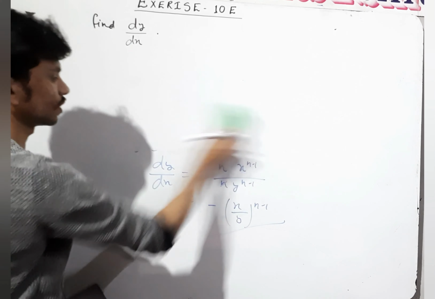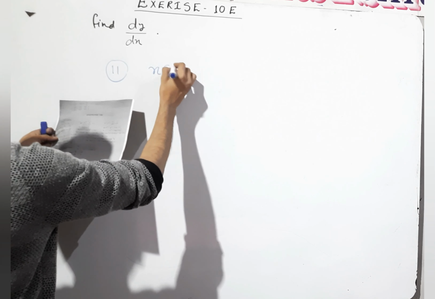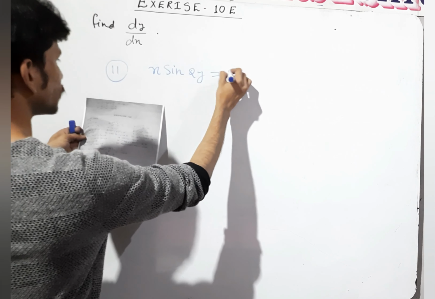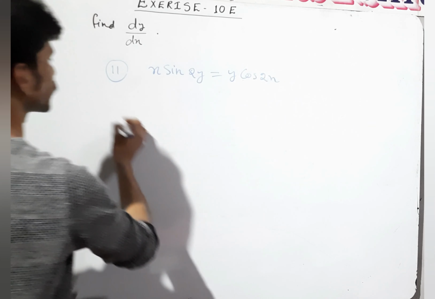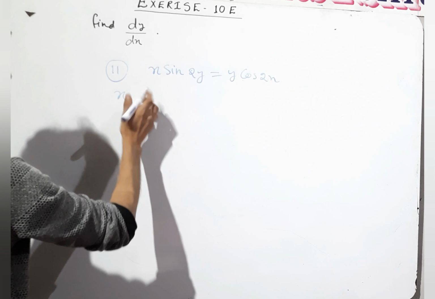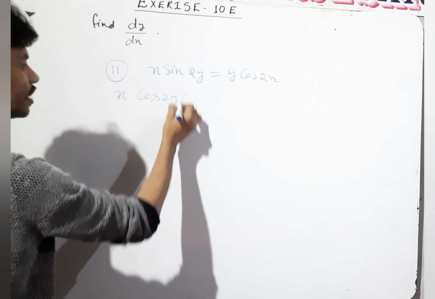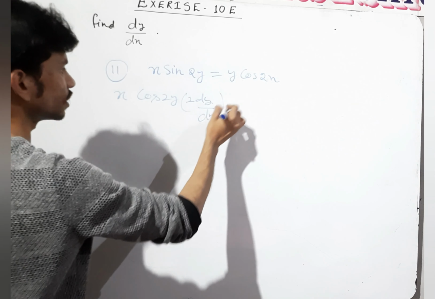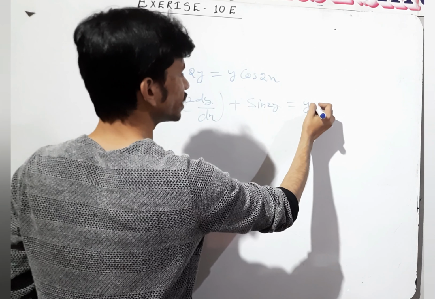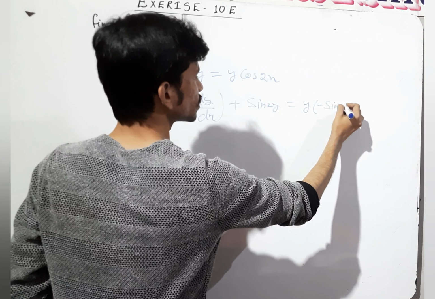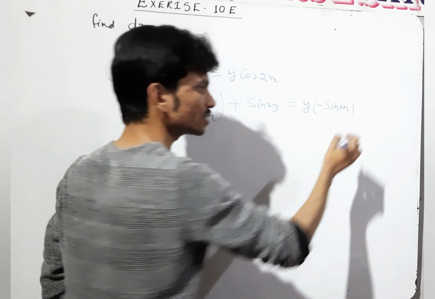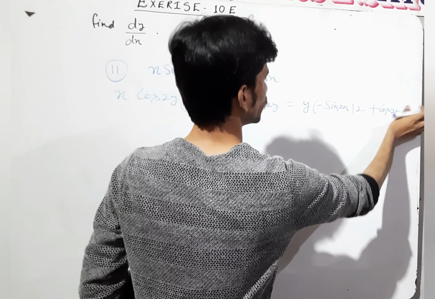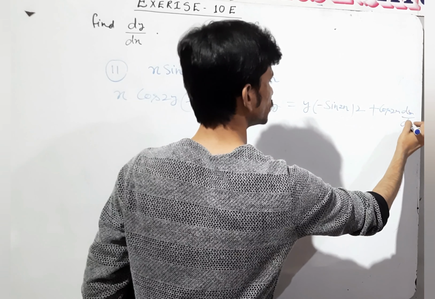Question number 11 is x times of sine 2y equals y times of cos 2x. So x is the same, the differentiation of sine 2y is cos 2y, and now 2y is just 2 times of dy over dx, plus now sine 2y is the same and x is 1, equal y is the same and cos 2x is minus sine 2x, and 2x is just 2, plus now cos 2x is the same and the differentiation of y is dy over dx.